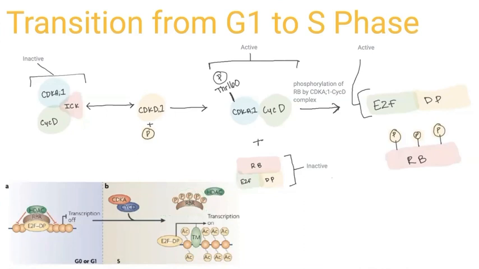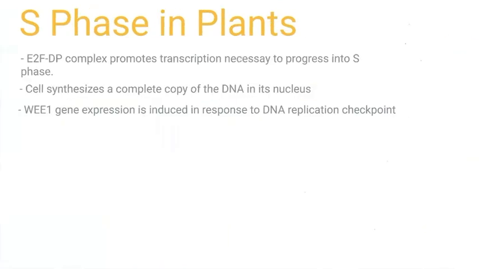So moving on, in the S phase you have the synthesis of a complete copy of the DNA in its nucleus, and that's being done by the E2F-DP complex, which promotes transcription necessary for progress into the S phase. With that DNA replication in the nucleus, we also have a new molecule, WEE1, whose gene is induced in response to the DNA replication checkpoint. That's going to come into play in the next slide.